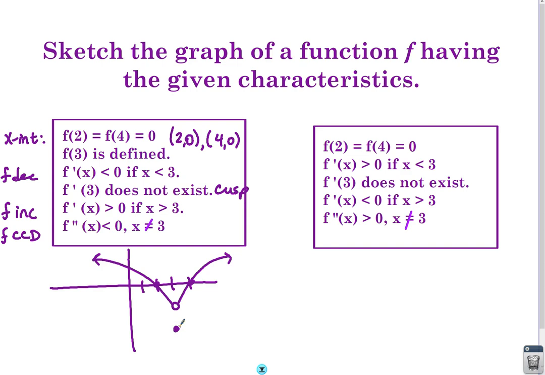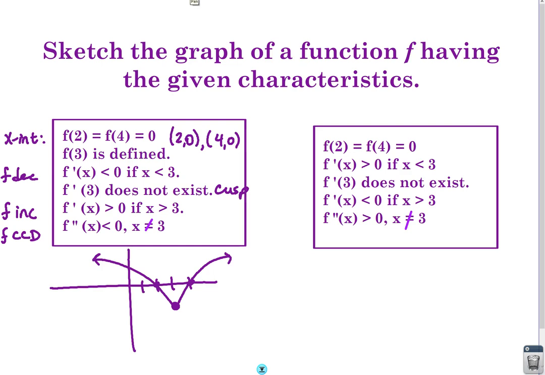If I had some indication that my function was continuous, then I would have to go with my first option, which was to put this thing right here, basically. But they don't specify, so both answers would be perfectly fine. Okay, let's look at the next one.